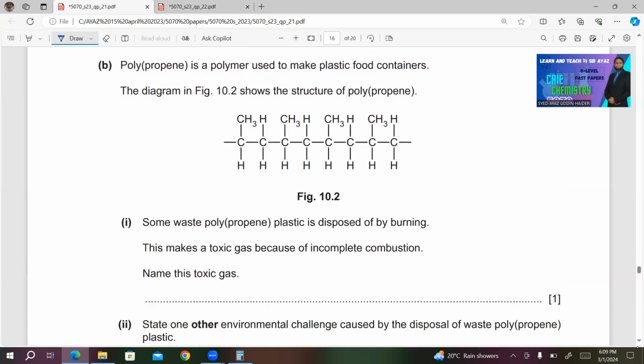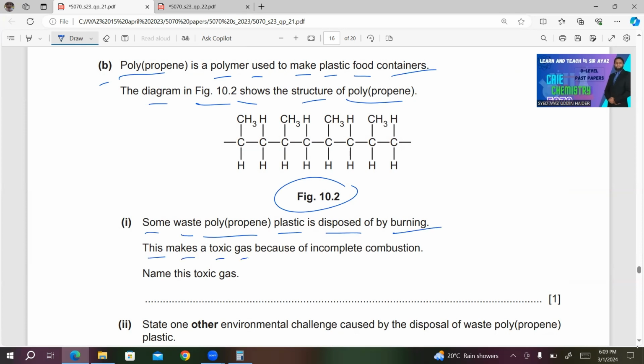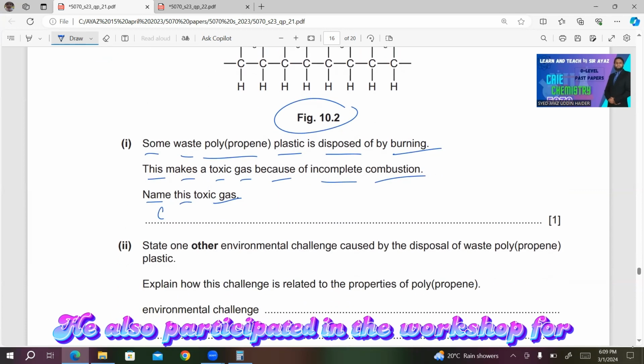Part B. Polypropylene is a polymer used to make plastic food containers. The diagram in figure 10.2 shows the structure of polypropylene. Some waste polypropylene plastic is disposed of by burning. This makes a toxic gas because of incomplete combustion. Name this toxic gas. Very easy, it must be carbon monoxide.